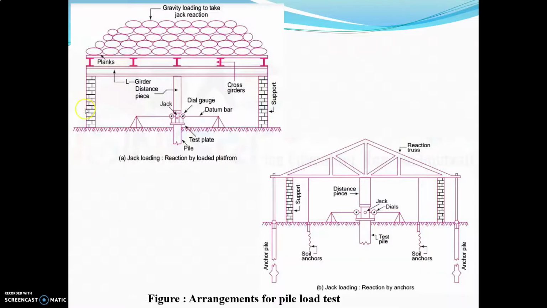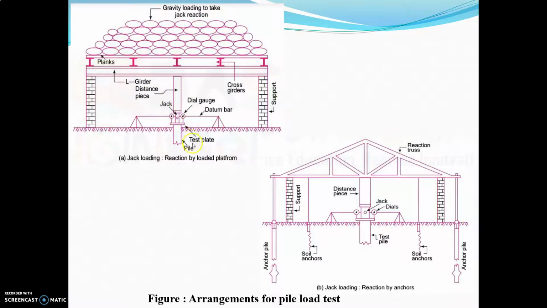You can see here, this is the jack loading. The loading is done by a jack, with reaction by a loaded platform. Here, the jack loading has reaction by the anchors. Here is the gravity loading to take the jack reaction. The sandbags are kept here, and the weight provides the load.